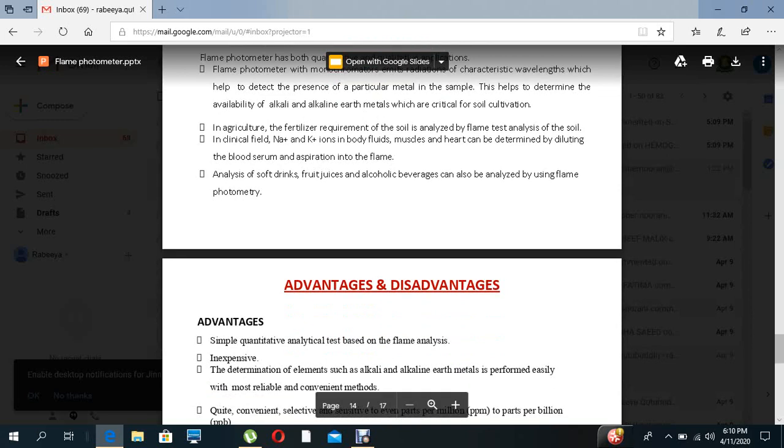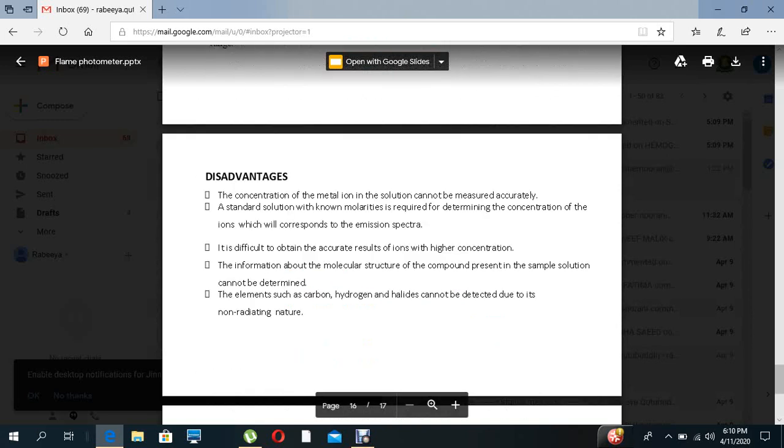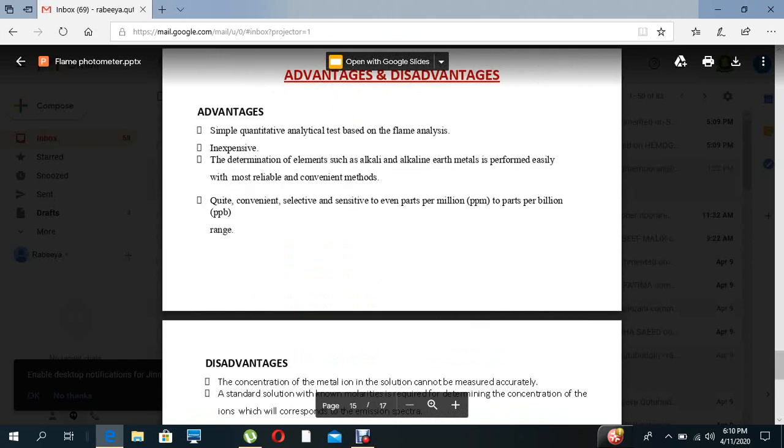Flame photometry has its advantages and disadvantages. The advantages include that it is a simple, quantitative analytical test based on the flame analysis. It is inexpensive. The determination of elements such as alkali and alkaline earth metals is performed easily with the most reliable and convenient methods. It is quite conservative, selective, and sensitive to even parts per million to parts per billion range.